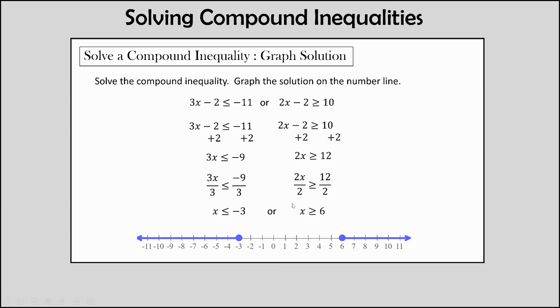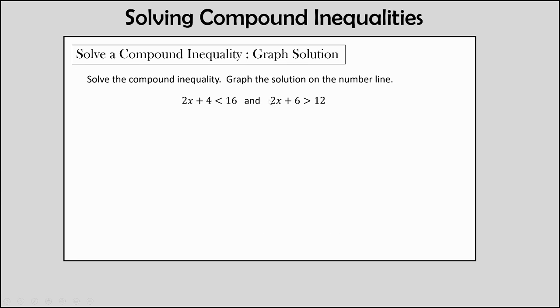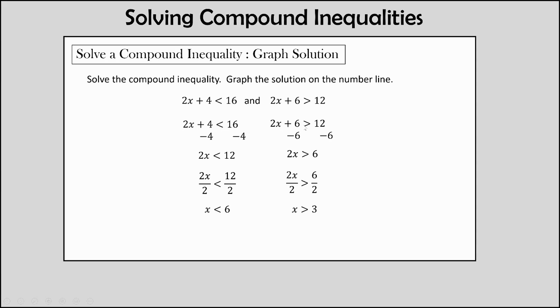That's how your answer would look. Okay. Another one. This one has an "and." Okay. So no difference. They give us two multi-step inequalities. They join it with "and." So you start by solving each one separately. So subtract 4, right? Divide by 2. x is less than 6. Take my second one, subtract 6. Okay. Divide each side by 2. x is greater than 3.